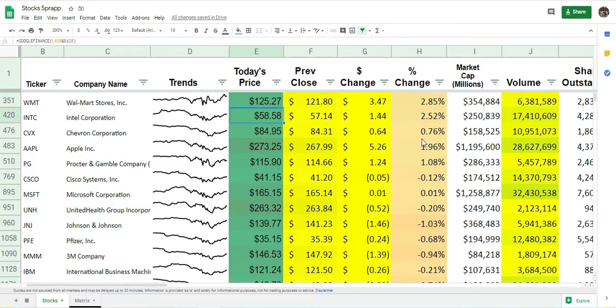How about Intel? Intel had a good day today. Their price went up 2.5% on pretty high volume, comparatively, 17 million shares of volume.